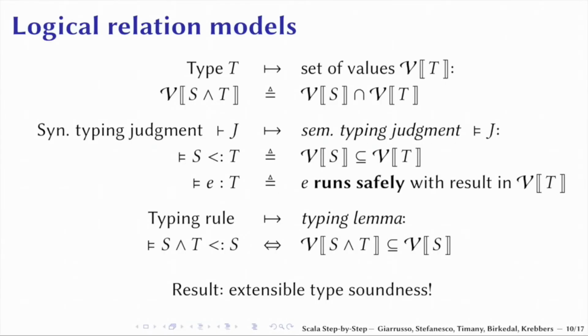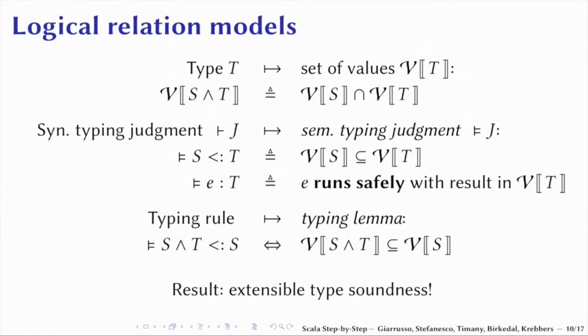Next, we sketch how we prove type soundness. We'll oversimplify this talk and leave the rest to the paper. Our model uses a logical relation. That is, we map each type T to a set V of T of values that behave as required by type T. For instance, intersection types are interpreted using set intersection. The set V of S and T is the intersection of V of S and V of T.